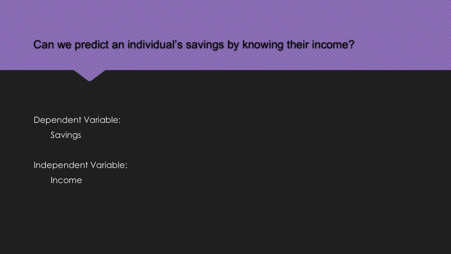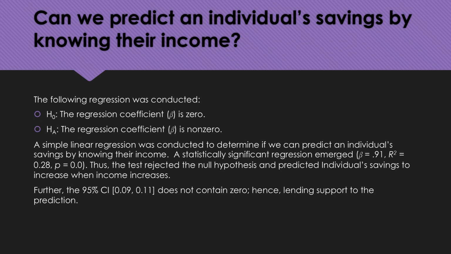The second test we conducted was, can we predict an individual's savings by knowing their income? The dependent variable is savings, the independent variable is income. The null hypothesis states the regression coefficient, beta, is 0, and the alternative hypothesis states the regression coefficient is non-zero. A simple linear regression was conducted to determine if we can predict an individual's savings by knowing their income.